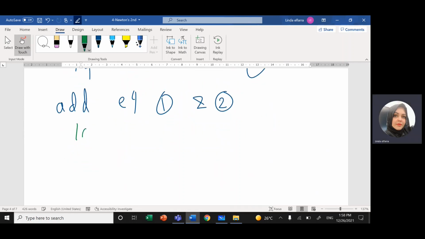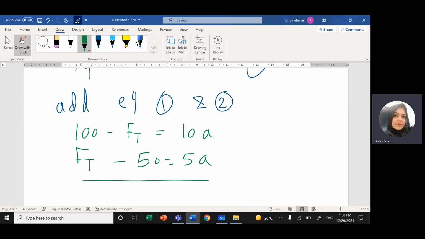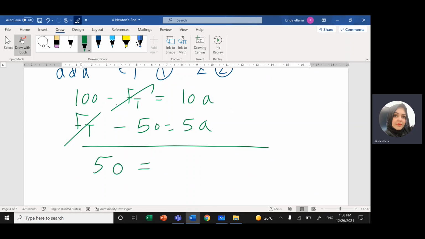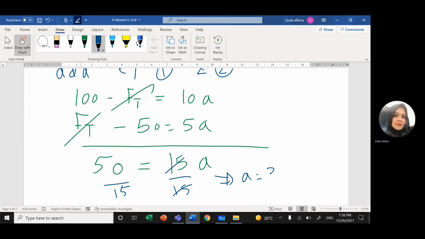Let's rewrite the equations. Equation 1, I have 100 minus Ft equals 10A. Equation 2, I have Ft minus 50 equals 5A. When we add here, I have minus Ft and plus Ft, so they cancel each other out. 100 minus 50 gives me 50, equals 10 plus 5, 15A. Divide both sides by 15. So the acceleration A will be 50 divided by 15, 3.3 meters per second squared.